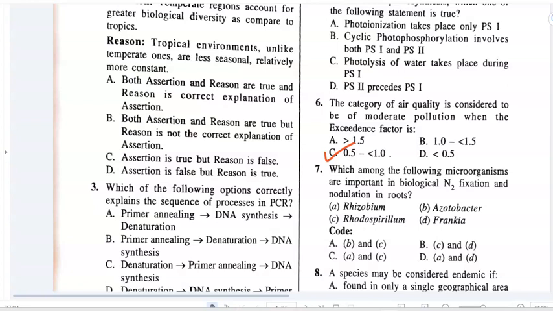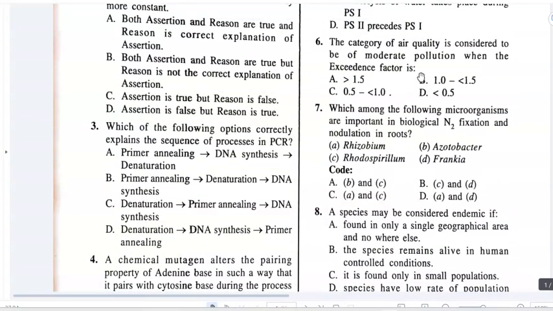Now the next question. Which of the following microorganisms are important in biological nitrogen fixation and nodulation in roots? Question number 7, it will be option D, that is A and D, Rhizobium and Frankia. These are the microorganisms involved in nitrogen fixation. So the answer will be A and D.